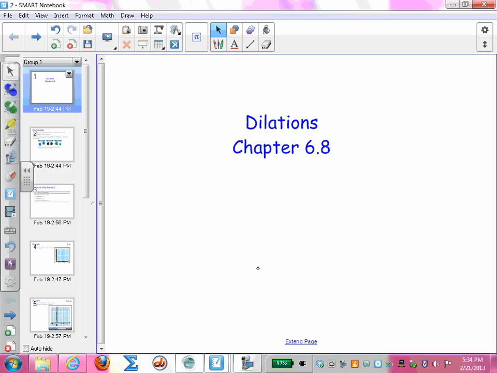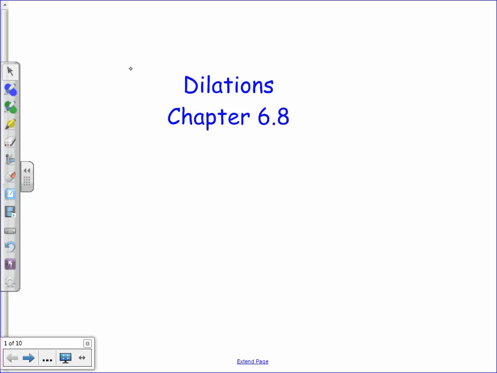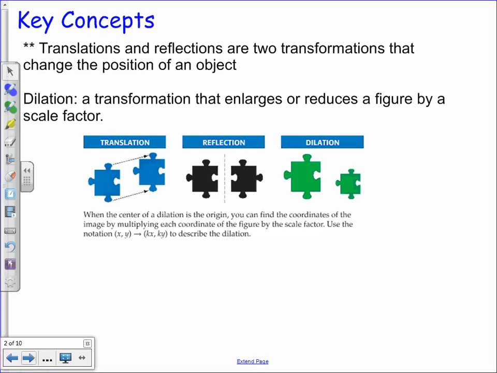Okay, so we are going to look at dilations today. This is chapter 6.8. Here's our first set of key concepts. Go ahead and get these copied into your notes. Draw these puzzle pieces as best you can, but just get the idea of what they look like. It doesn't have to be perfect. And then replay me when you're ready for the explanation.